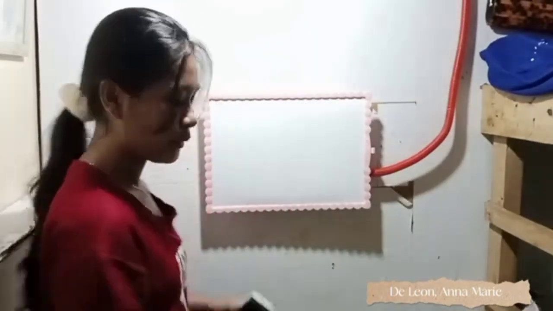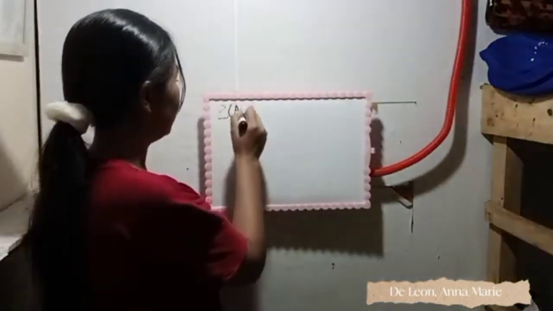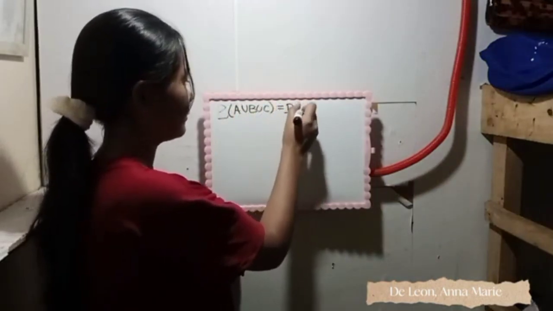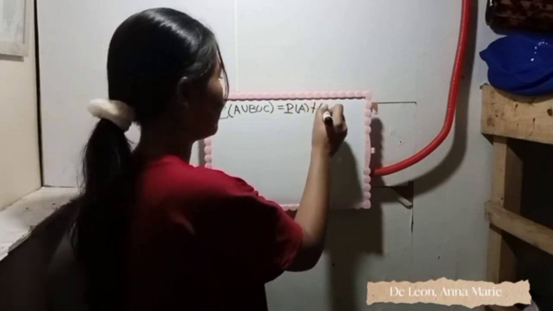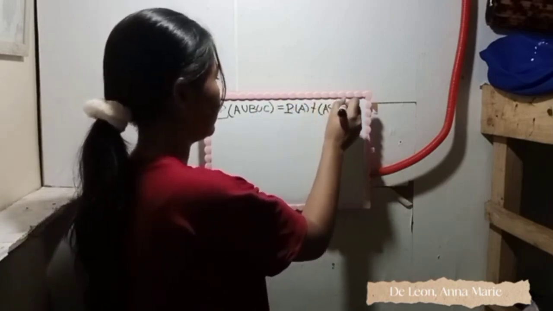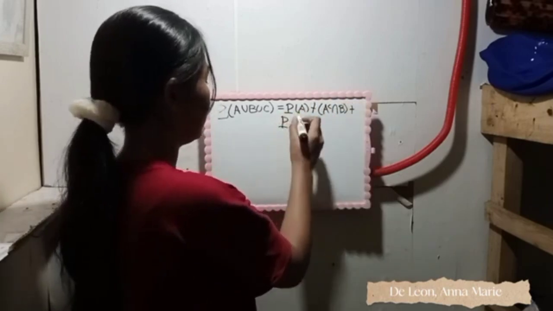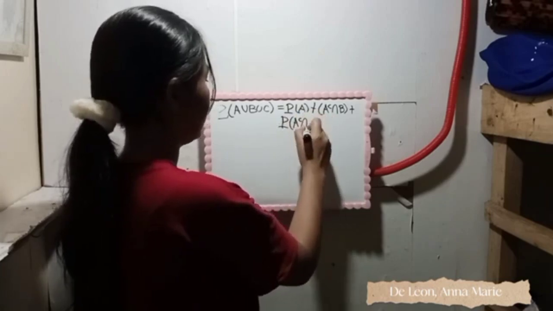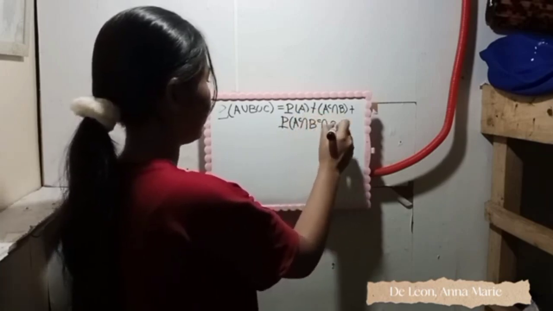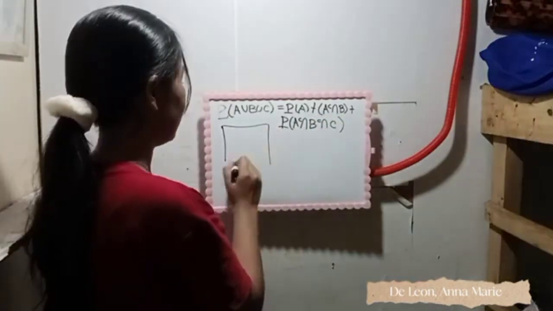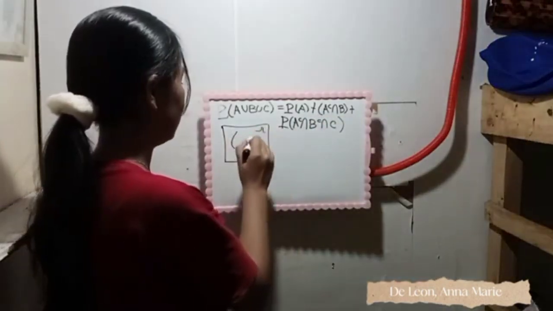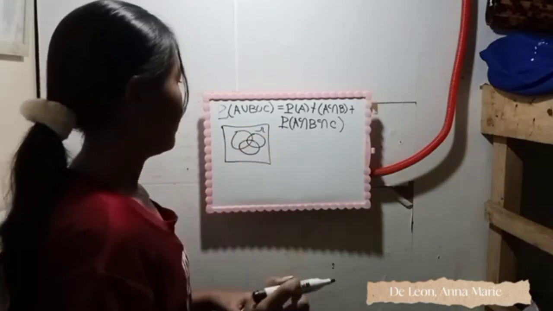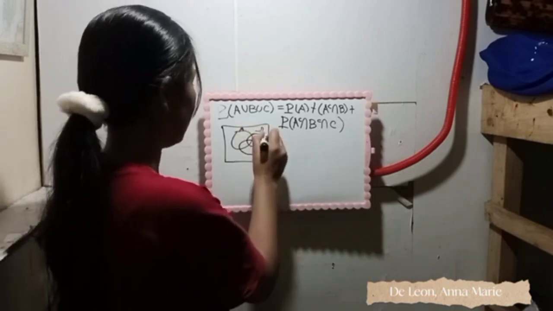Our fourth equation is probability of A union B union C is equal to the probability of A plus the probability of A complement intersection B plus the probability of A complement intersection B complement intersection C. So here is the sample space, and inside are the subsets A, B, and C.